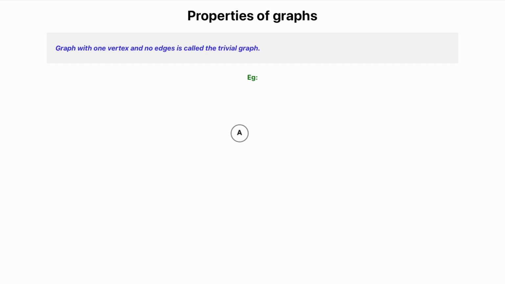A graph with one vertex and no edges is called the trivial graph. A graph can also be with an empty set of vertices and thus an empty edge set. It is known as an empty graph. A graph with only vertices and no edges is called the null graph.